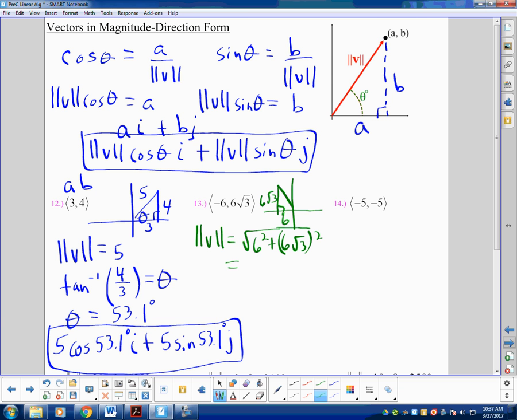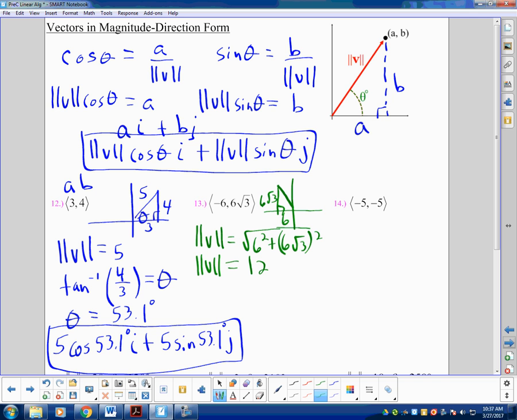So magnitude is 36 plus 36 times 3, 90 plus 18 is 108. 36 plus 108 is 144, so I get 12. So the magnitude of V is equal to 12. It's a 30-60 right triangle, so it makes sense. I would double the shortest side to get the hypotenuse of that special right triangle. So 12 makes sense. So that's the magnitude.